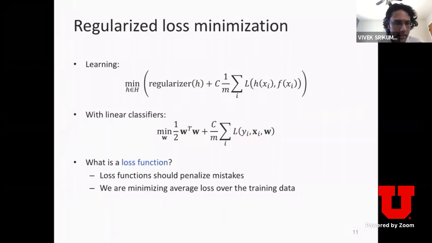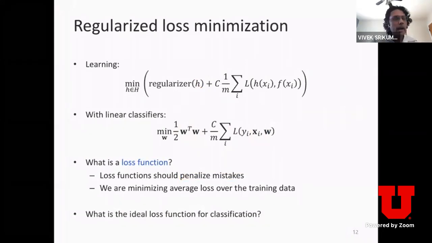Loss functions should penalize mistakes. We are minimizing the average loss over the training data. So if the loss keeps increasing as the number of mistakes grows, the question to think about is: what's the ideal loss function for classification? What would be a good loss function for classification? You can again use the chat, partly because this is a question that's harder to make into a poll.